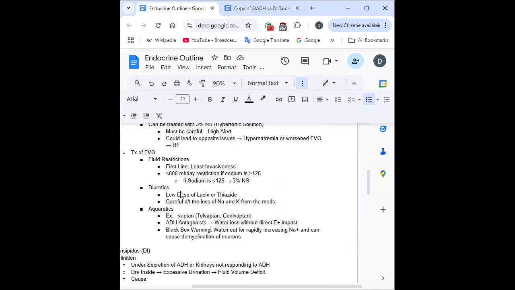Do we get the idea between the fluid restrictions versus diuretics? If I recall, the focus is more on understanding these two than the aquaretics. The aquaretics is just kind of a for-fun thing that's on the PowerPoint, but it's still worth noting, I think.